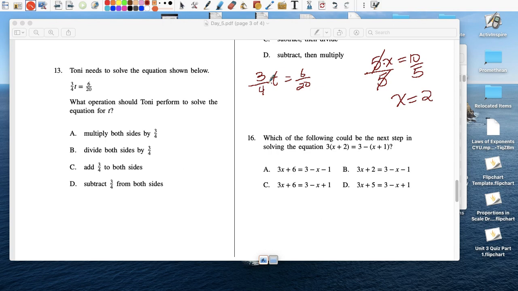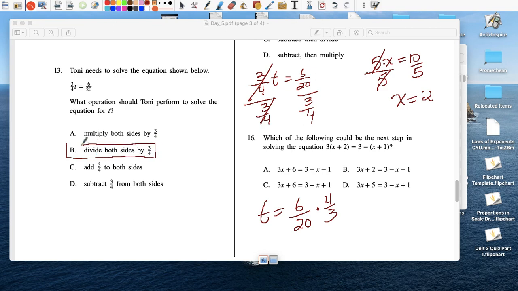This is the same thing. We would divide both sides, this side by 3 over 4, and divide this side by 3 over 4. 3/4 divided by 3/4 gets eliminated. Now we have the other side to deal with, which says 6 over 20 divided by 3/4. When we divide fractions, don't we multiply by the reciprocal? Right, which is what I did in the beginning. We multiply both sides by the reciprocal of 3/4, which is 4/3. But in actuality, we're dividing both sides by 3/4.